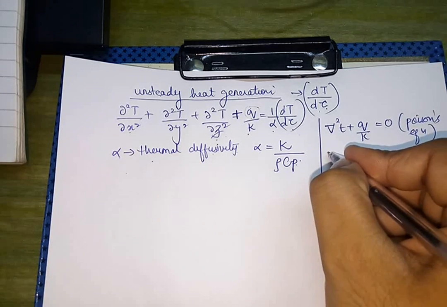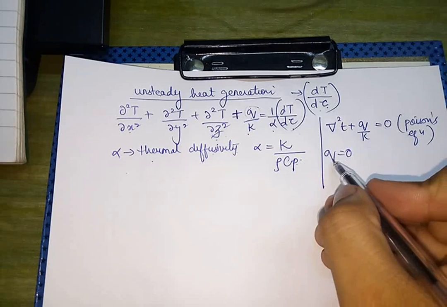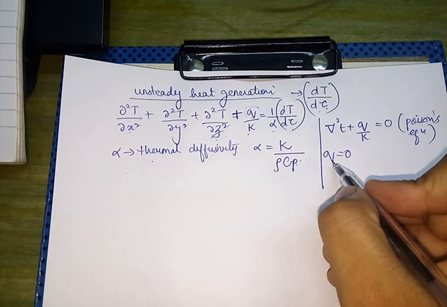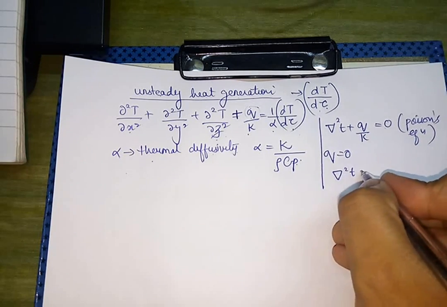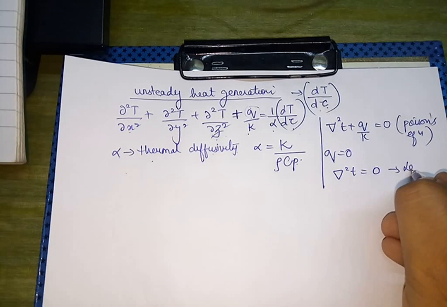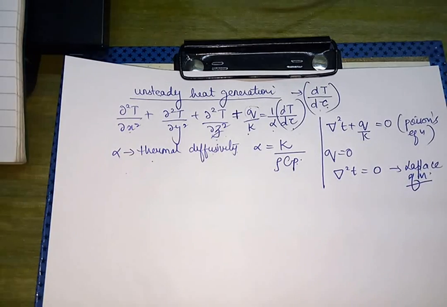Now if we take Q equals 0, that means if we assume that no heat is being generated in the system, then nabla square T equals 0. This is the Laplace equation.